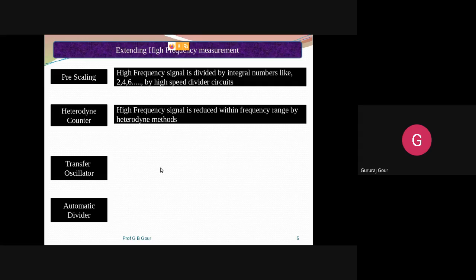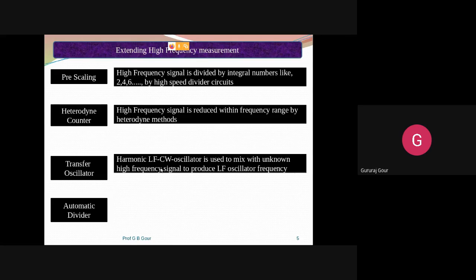Next one we can see is the transfer oscillator. Here, harmonic low frequency continuous wave oscillator, you can see the long form here. This kind of method or setup is used to mix an unknown high frequency signal to produce a low frequency oscillator frequency.